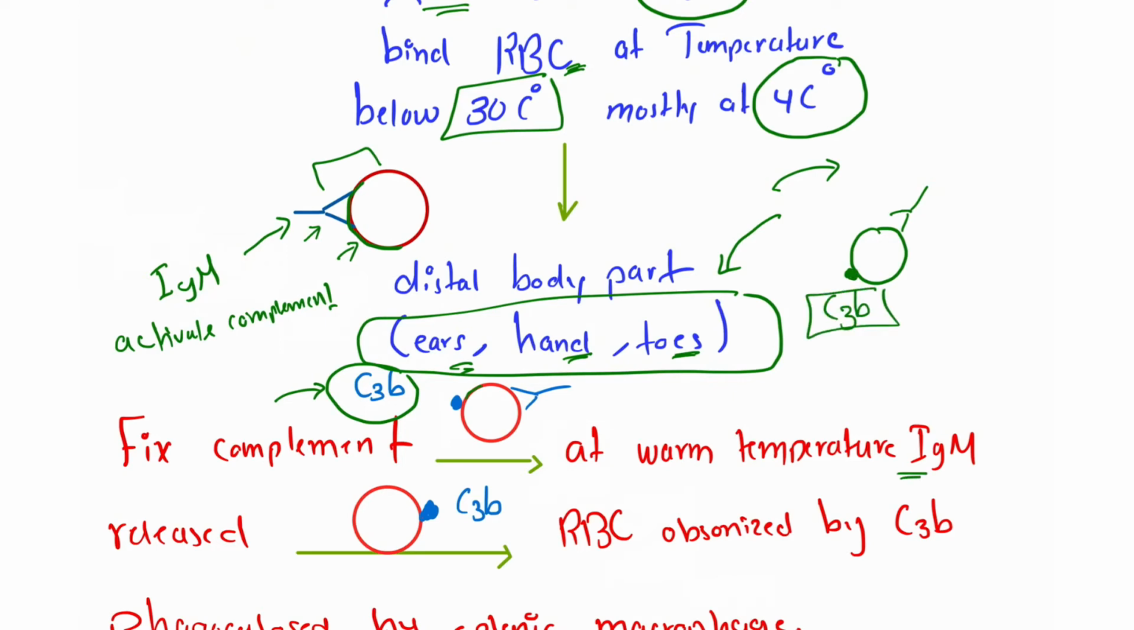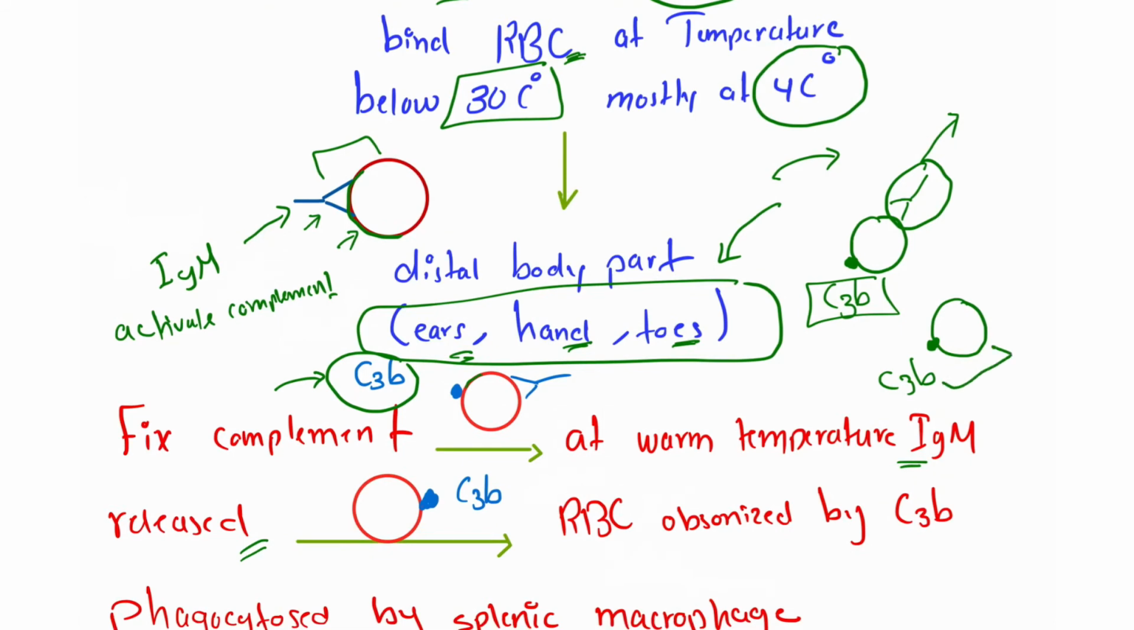At warm temperature IgM will be released. يعني من اللي تنخفض درجة الحرارة autoantibody راح يصير بيها released from the surface of RBC. فراح يبقى complex يتكون من RBC and complement C3b. This complex will be recognized by macrophage present in reticuloendothelial system and will cause hemolysis of these RBC. يعني extravascular hemolysis inside the spleen.